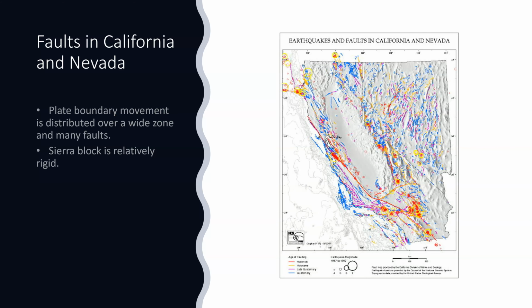So as we know, in California and Nevada specifically, we have a lot of faults, and a lot of those faults are producing earthquakes, some on a regular basis and some are more on the dormant side. The Sierran block is actually fairly rigid, and it doesn't have a lot of faults within it. So this is the Sierran block right here, but it has a lot of faults around it that do cause it to move. So plate boundary movement is distributed over a wide zone and many faults in California.